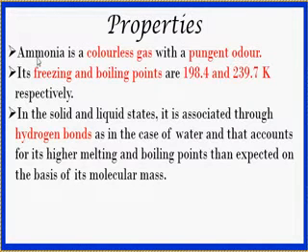Properties of ammonia. Ammonia is a colorless gas with pungent odor. Its freezing and boiling points are 198.4 and 239.7 Kelvin respectively. In the solid and liquid state, it is associated through hydrogen bonds, which increase its melting point and boiling point, as in case of water, and that accounts for its higher melting and boiling point than expected on the basis of its molecular mass.